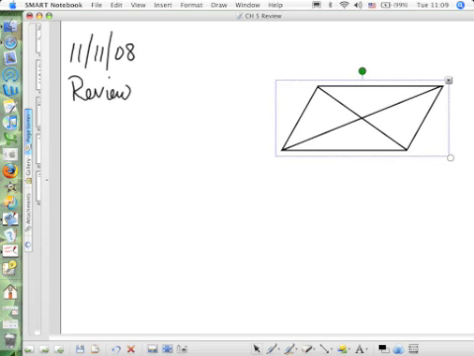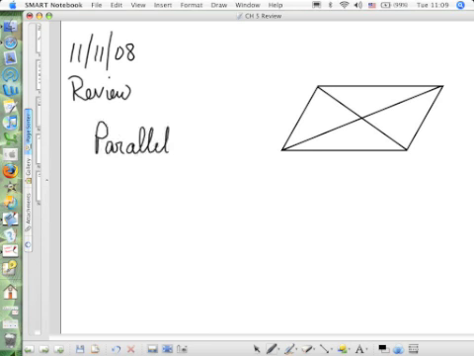What if ours isn't a parallelogram? Patrick, it doesn't matter. Oh, Josh is like Patrick's dad.